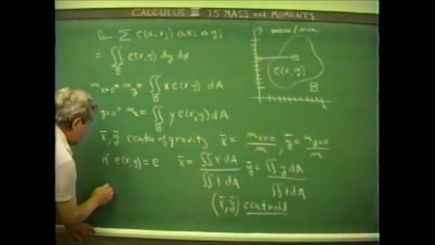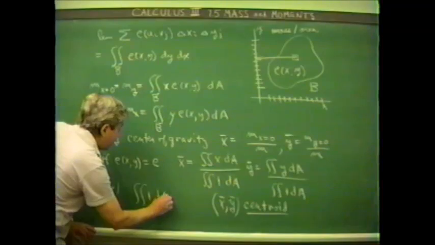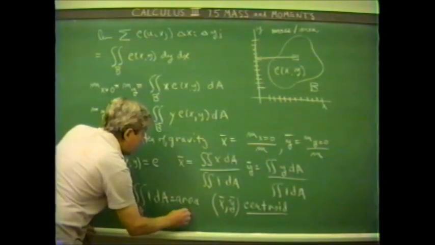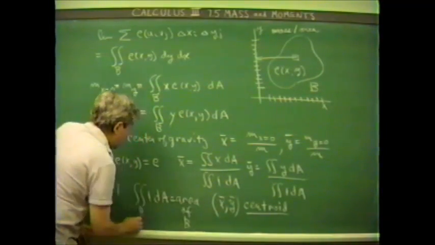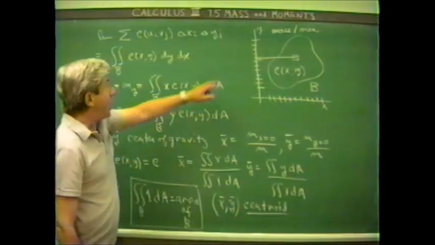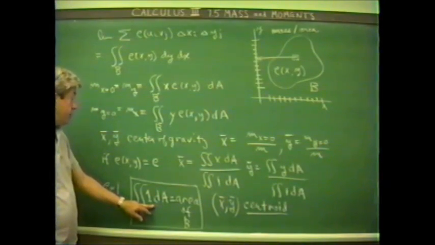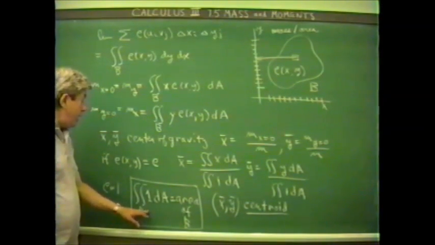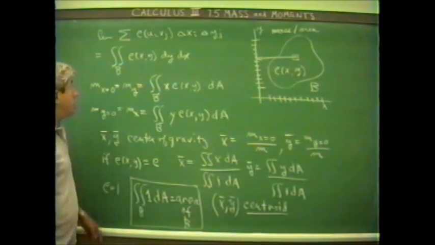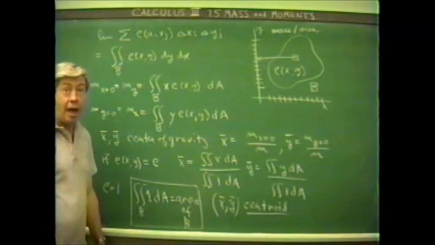If rho is equal to 1, the double integral of 1 with respect to area over B is equal to the area of B. So if rho is equal to 1, then the mass per unit area is 1, and the mass equals the area. We can compute the area of the region B by integrating 1 with respect to area over the region B. So here are some examples of integrals that come from the concepts of mass and moment.